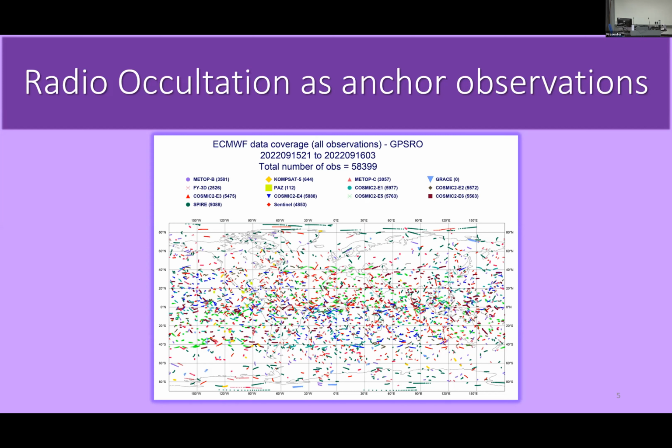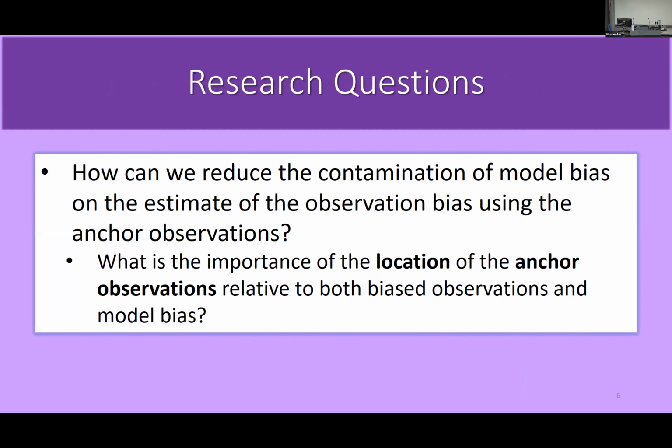Although unbiased observations are useful in reducing the contamination of model bias in observation bias correction, we can't fully rely on them because they're not everywhere as much as we'd like them to be. So this work looks at how we can reduce the contamination of model bias on the estimate of the observation bias using these anchor observations. Particularly, we're looking at the importance of the location of the anchor observations. Because they're sparse, we're interested in where model bias is going to be more dominant in the observation bias correction and where the unbiased observations are most useful.